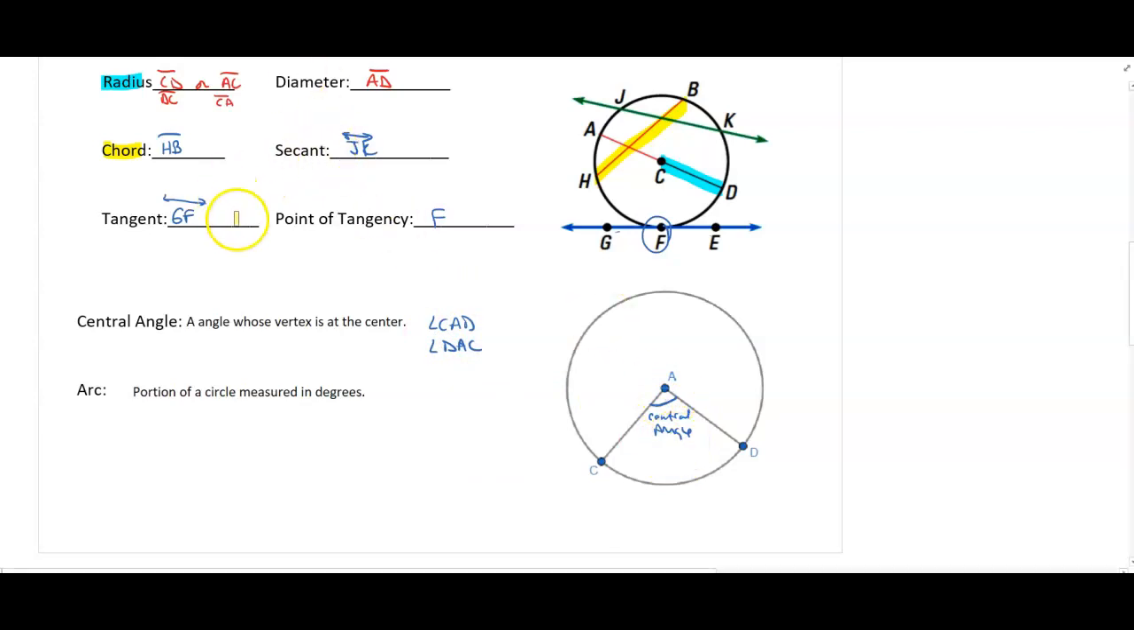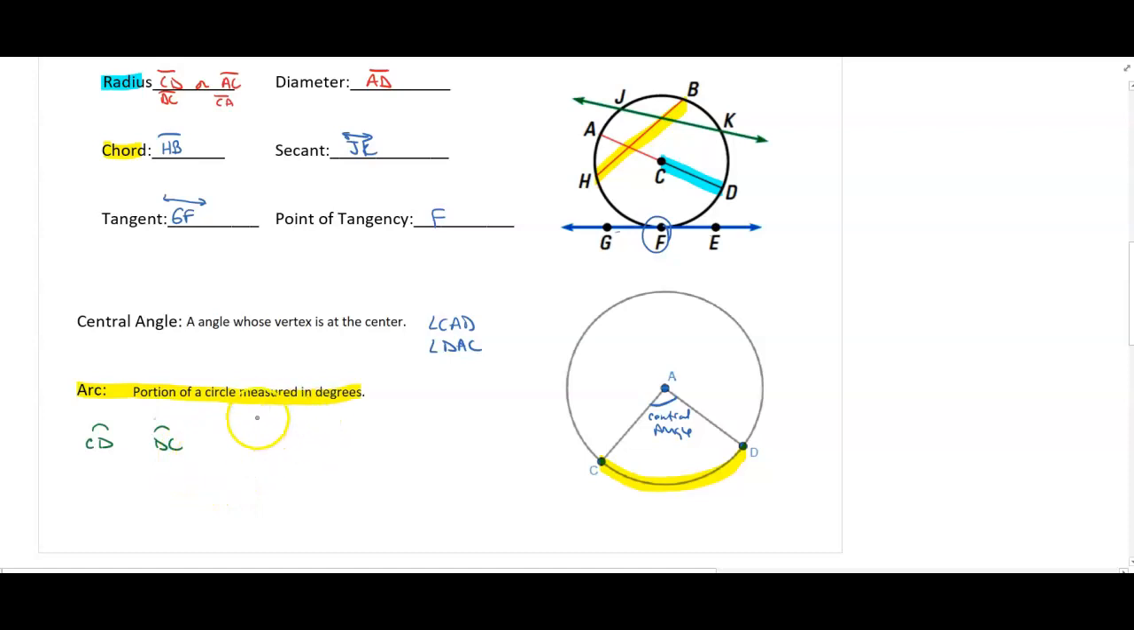Now an arc, right, is a portion of the circle measured in degrees. So right here, this is what we call an arc. And what we do is we measure that arc in degrees. Now, the symbol for an arc is this here, and that goes above the 2 endpoints of the arc. Okay? So when I look at this, I would name that either arc CD or arc DC.